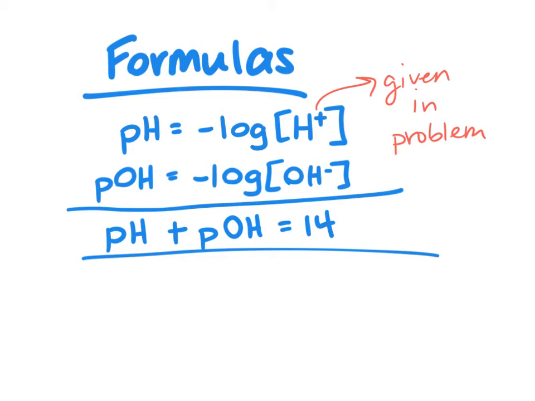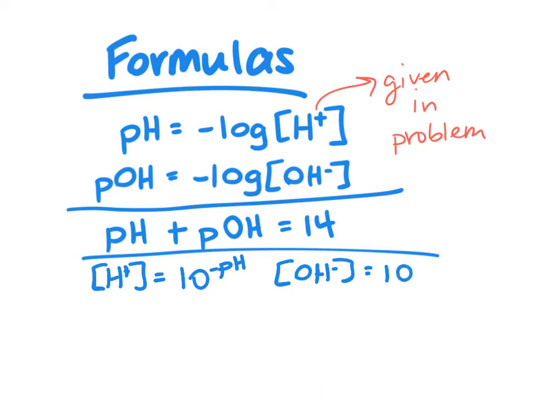So the next set of equations you may need is if you're given a pH, how do you find the H plus concentration? So if you're trying to find the H plus concentration, that's going to be 10 to the negative pH, and that negative pH is an exponent. And then kind of very similar, if you're trying to find the OH minus concentration, that's going to be equal to 10 to the negative pOH. So again, the pOH is an exponent.